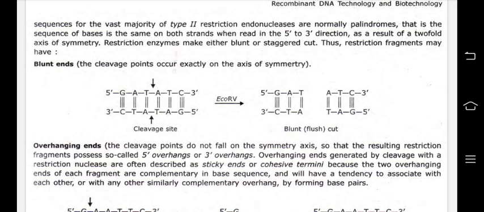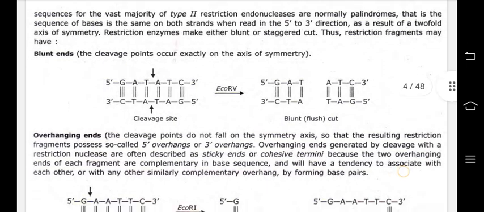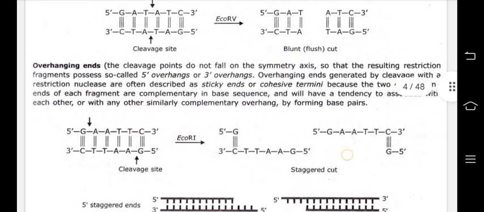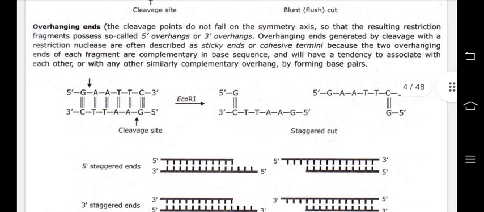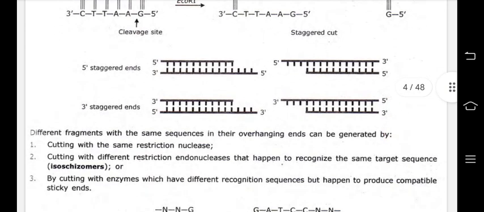Overhanging ends generated by cleavage with restriction enzymes are often described as sticky ends or cohesive termini because the two overhanging ends of each fragment are complementary in base sequence and will have a tendency to associate with each other or with any other similarly complementary overhang by forming base pairs. Staggered cuts can be seen here: 5' staggered ends, 3' staggered ends.